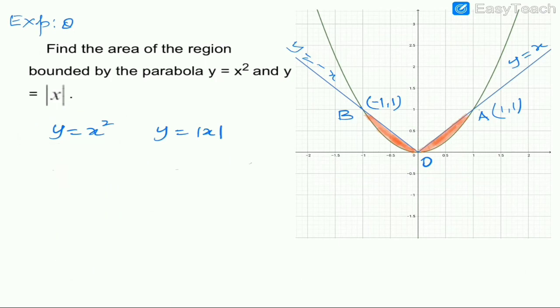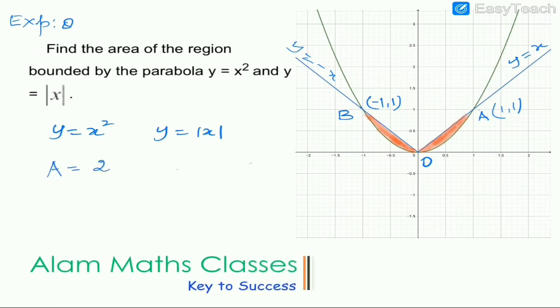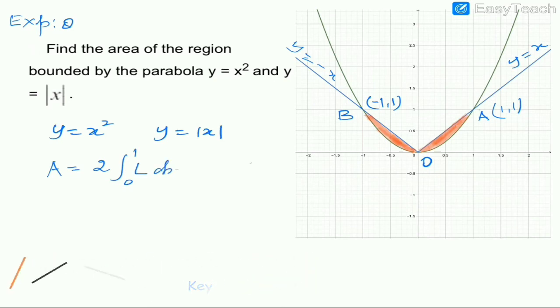Since the red shaded area is symmetric about the y axis, the required area would be 2 times the area in the first quadrant. Since the required area is just below the line, we have A is equal to 2 times the area from 0 to 1 of the line dx, but we don't have the area below the parabola, so we subtract the area below the parabola. So we write here 0 to 1 of the parabola dx.